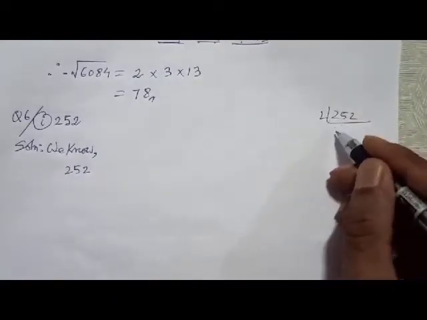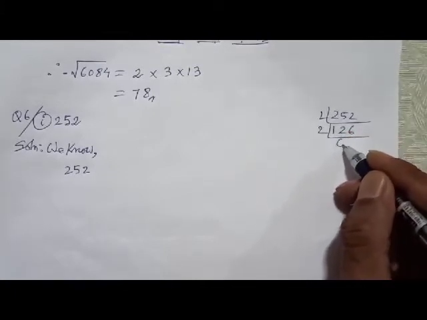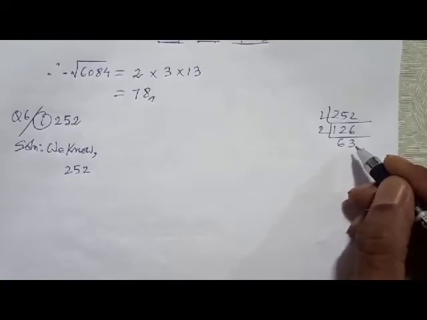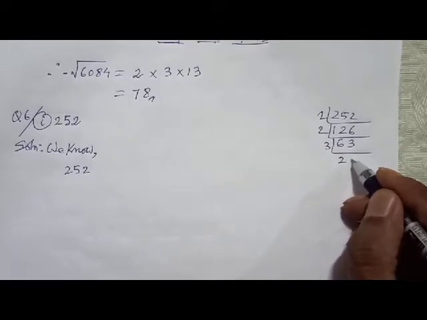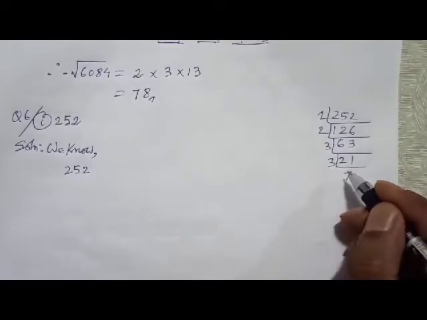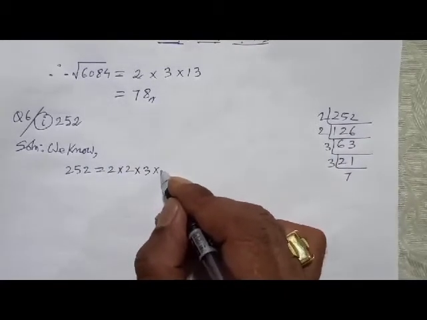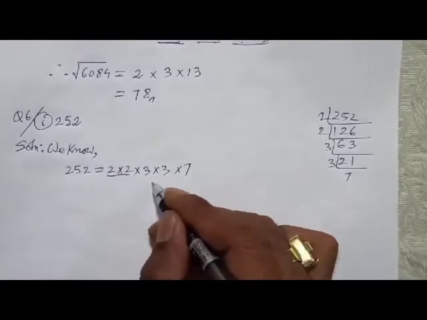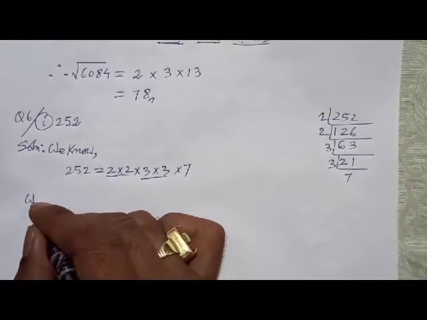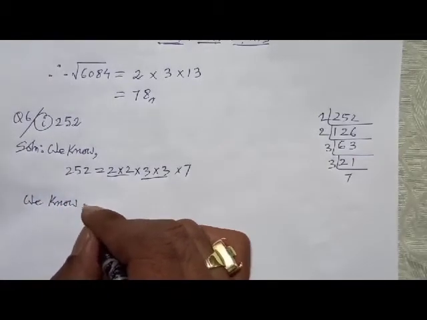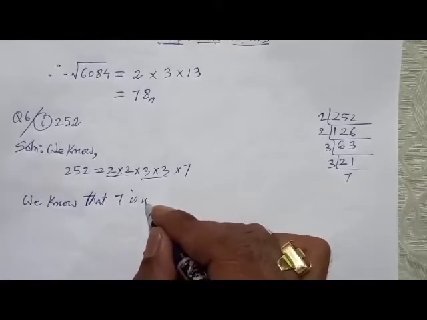252 divide by 2. 2 1 time is 2. 2 2 are 4. 2 6 are 12. Again divide by 2. 2 6 are 12. 2 3 are 6. Divide by 3. 3 2 times is 6. 3 1 time is 3. Again divide by 3, 7 times. So factors are this: 2 into 2 into 3 into 3 into 7. 2 is paired, 3 is paired, and 7 is unpaired. We know that this number 7 is unpaired.